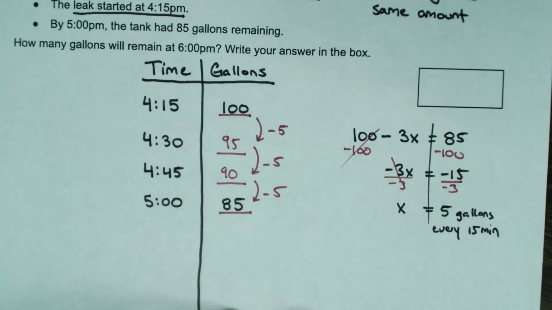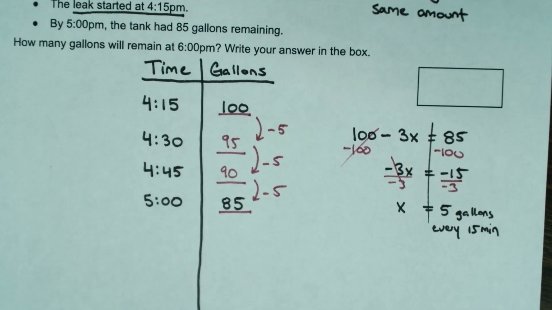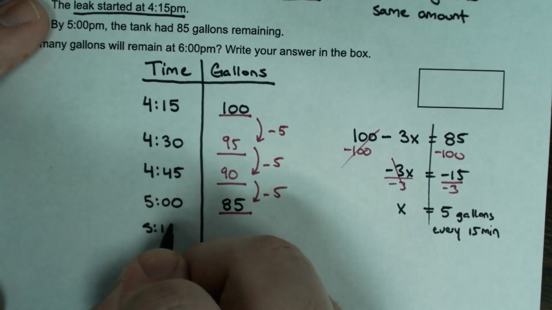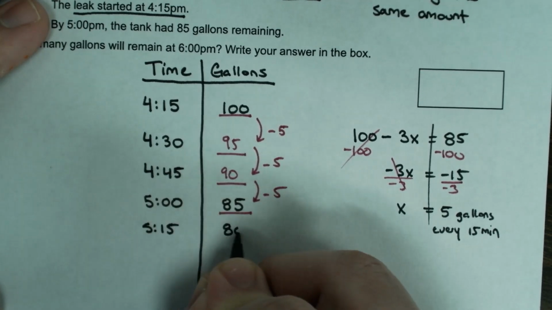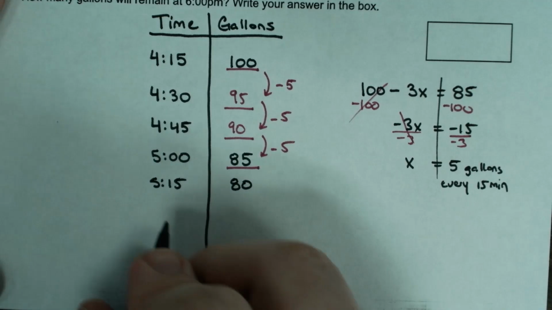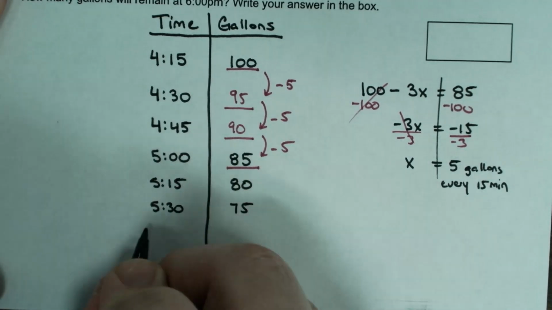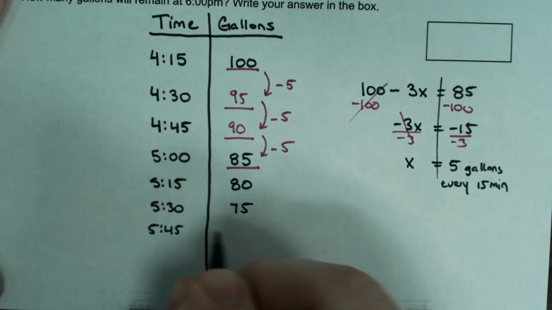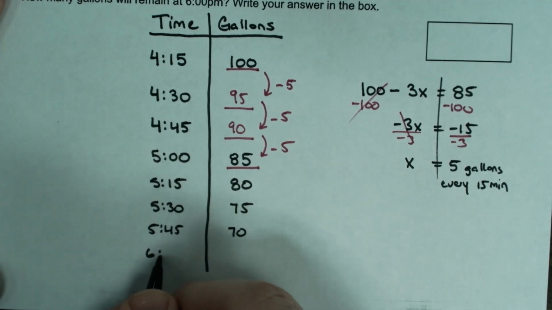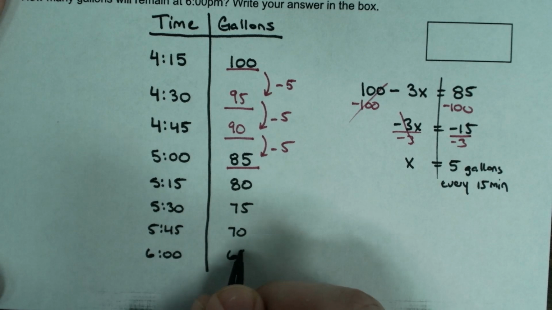So it loses 5 gallons every 15 minutes. Let's keep on counting up. 5:15, there would be only 80 gallons left. 5:30, there would be 75 gallons left. 5:45, there would be 70 gallons left. And 6 o'clock, the answer would be there are 65 gallons left.